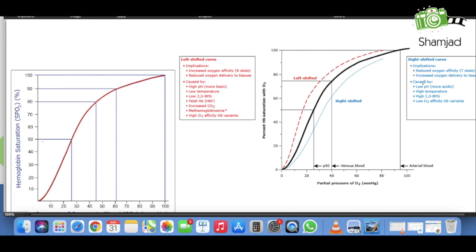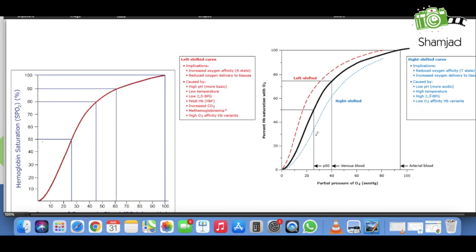So the factors are, for example, if the patient is acidotic or feverish, and high 2,3 BPG, the diphosphoglycerate, which is a product of glycolysis. If a person is doing more activities, there will be more glycolysis, so this will increase and the oxygen affinity for the hemoglobin will be reduced. And because the person needs more oxygen, the hemoglobin will of course deliver more oxygen to the tissues. And low O2 affinity Hb variants.